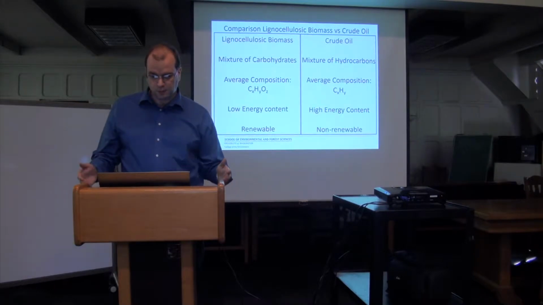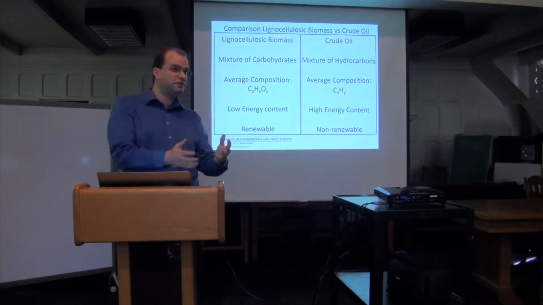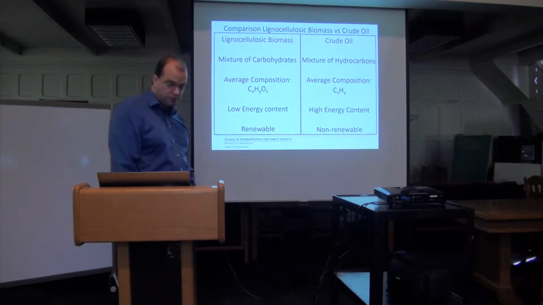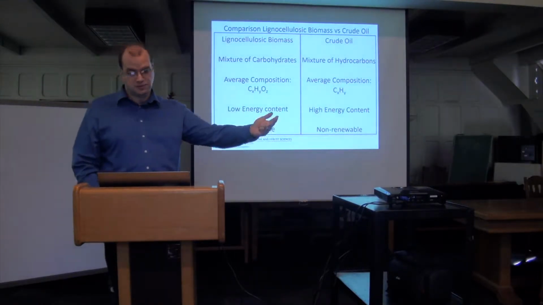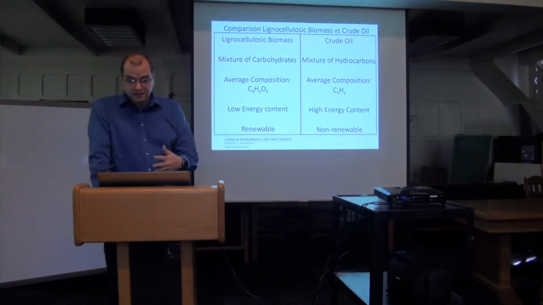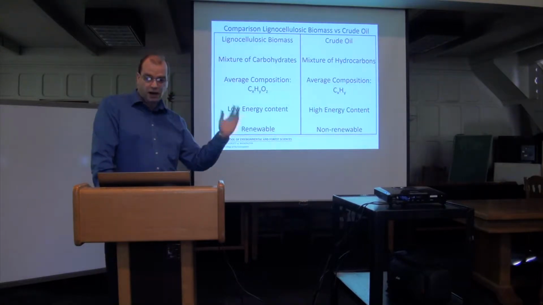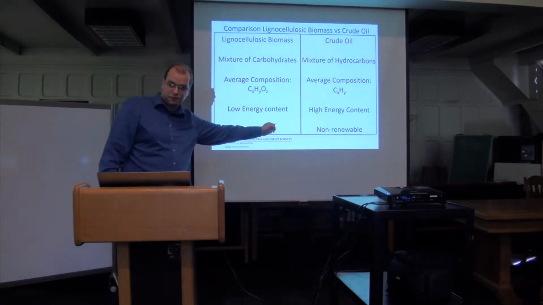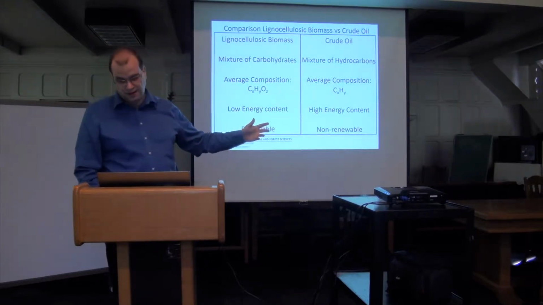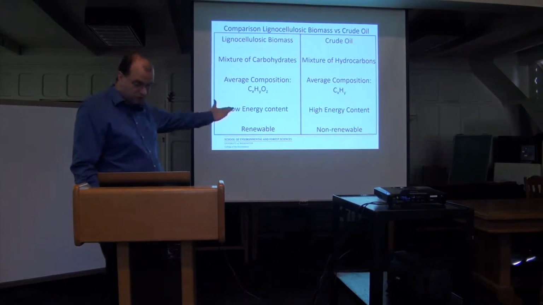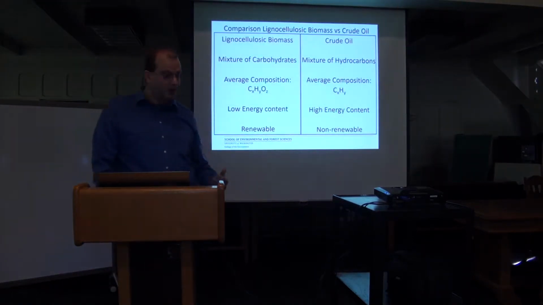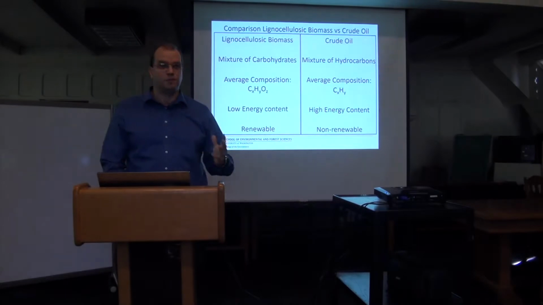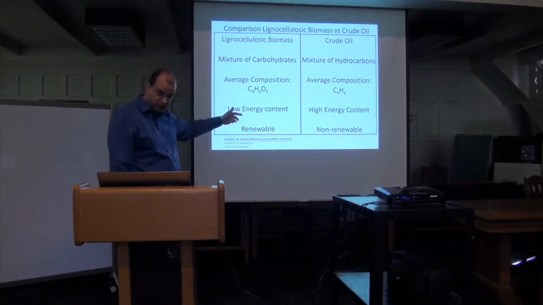So comparing here, if you were to use crude oil as a source of your fuels, compared to lignocellulosic biomass, how do they compare? As I just mentioned, biomass is composed of carbohydrates, so it contains carbon, hydrogen, and oxygen, while crude oil is typically a mixture of just hydrocarbons. So it contains carbon, hydrogen, and very little oxygen. And that makes its energy content much higher. Crude oil has a lot more energy content than biomass has. However, we have the renewable feedstock as opposed to non-renewable. So the question is, how do we work with lignocellulosic biomass so that we can produce what are called drop-in fuels, starting from something that only has carbon, hydrogen, and oxygen?